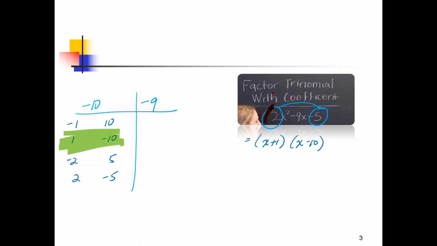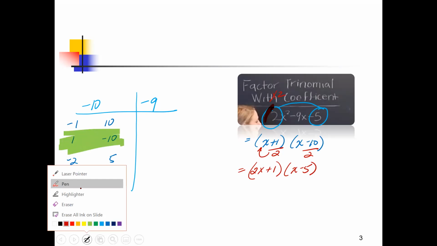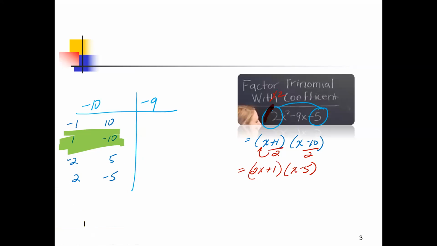But keep in mind that because you multiply by the 2 in the beginning, you divide it by 2 because that's the opposite of multiplication. And 2 doesn't go into 1, so you just bring it to the beginning. But 2 does go into negative 10, so you just put down negative 5. And so your answer for this one is 2x plus 1, x minus 5.